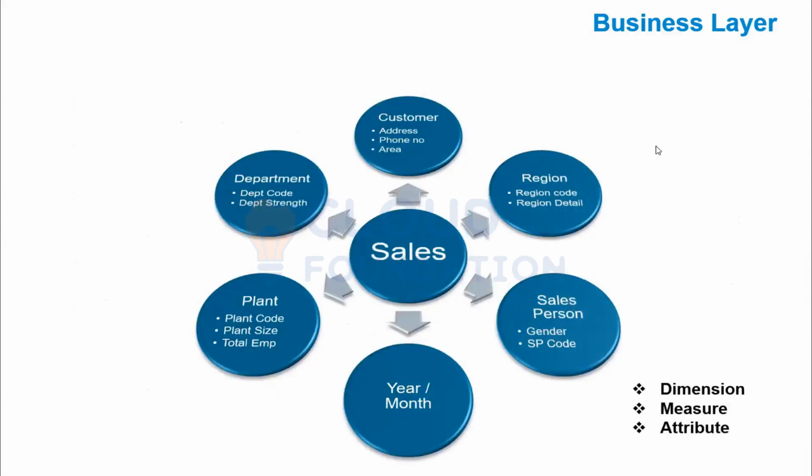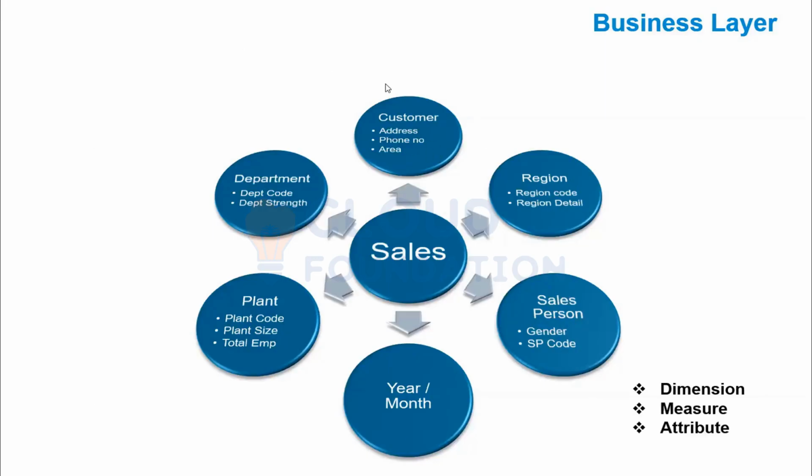It is a pictorial representation of a business layer. You can consider these circles as the dimensions, like customer dimension, region dimension, salesperson. These are the folders. Under the customer folder, we have customer address, phone number, area. These are the dimensions. Under region folder, we have region code, region detail.